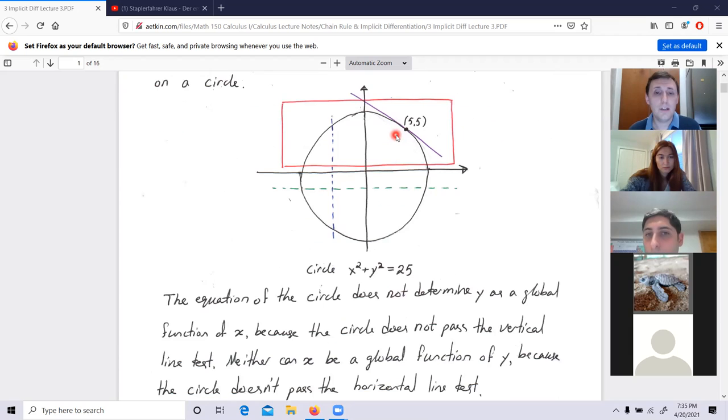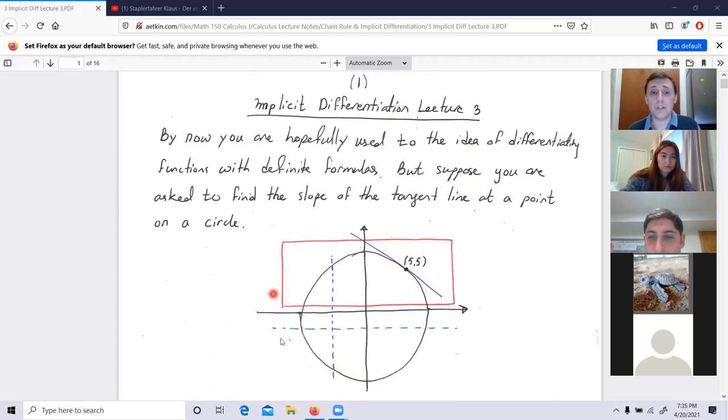Good? So this is the situation here, guys. We are dealing with, for example, let's begin with the one-dimensional version of planet Earth, a circle. And let's zoom in at a point on the circle.